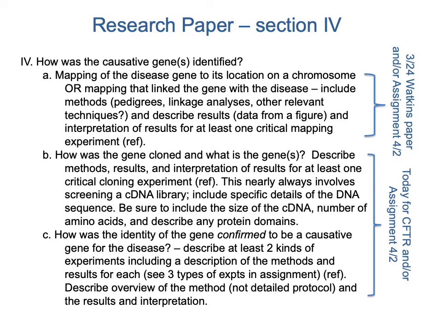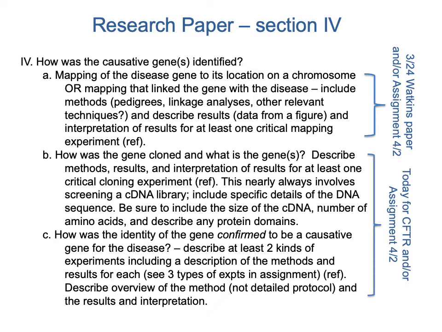So after describing in full a mapping experiment, you will move on in Part B to describe how the gene is cloned and what the gene is. So again, you'll describe methods, results, and the interpretation of results for at least one critical cloning experiment. This nearly always involves screening a cDNA library because you want to describe the actual DNA sequence for your gene. So that will include the size of the cDNA and the number of amino acids of the protein encoded by the gene, and any protein domains that the authors are able to see using software programs.